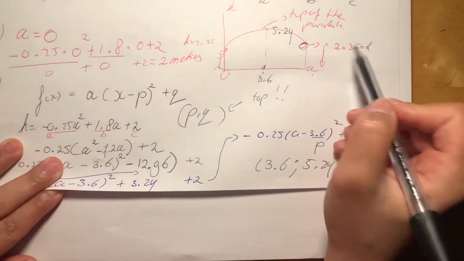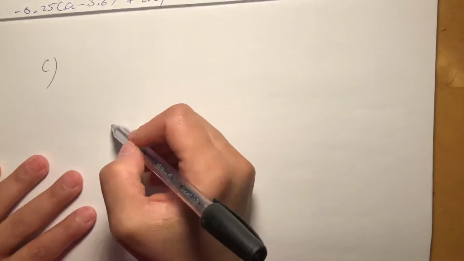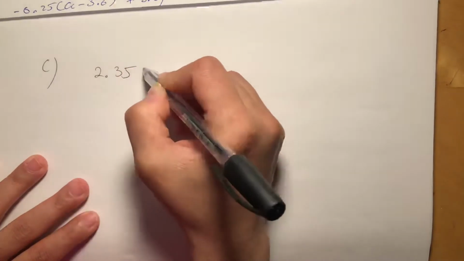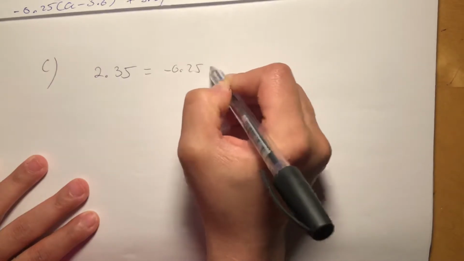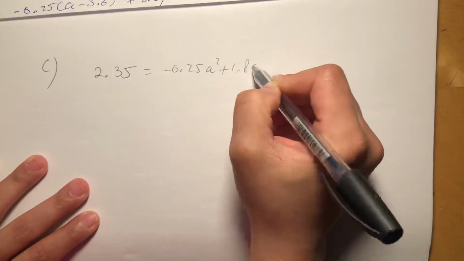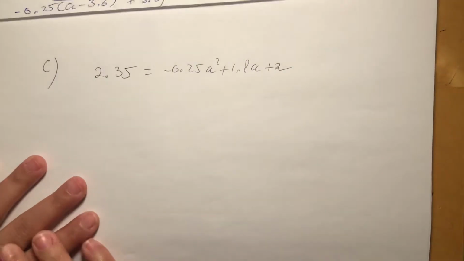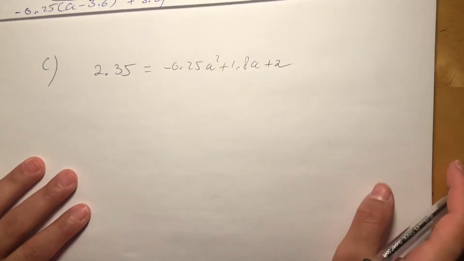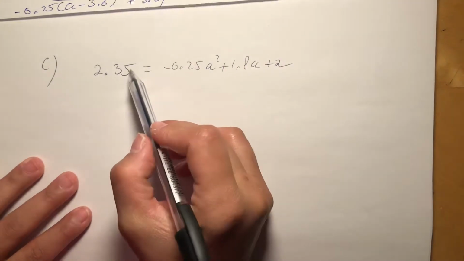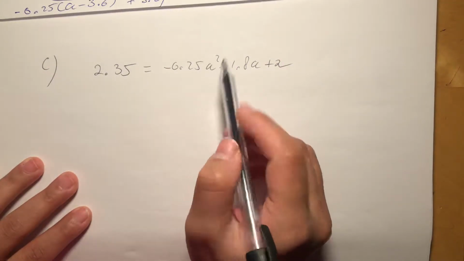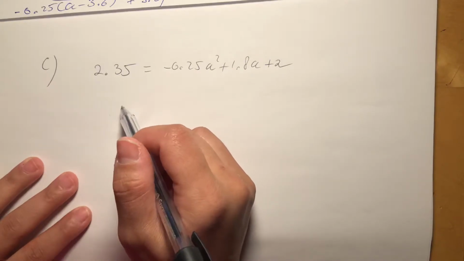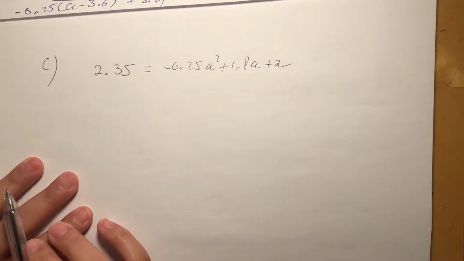So remember, this is the H. So what I can do is fill it in. 2.35, because that's the H, is equal to the right side of the formula. Solve this equation. Okay, this is not an ordinary equation. This is much more difficult. So I bring the 2.35 to that side. Yeah, so I think, no, let's do something else first.